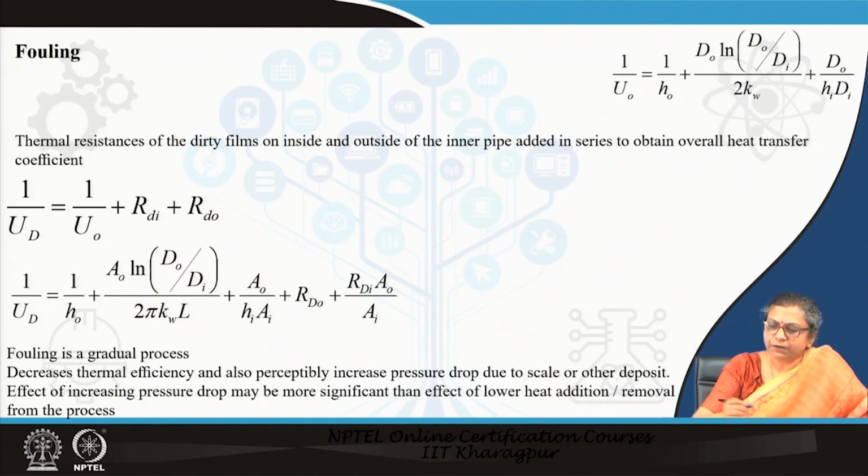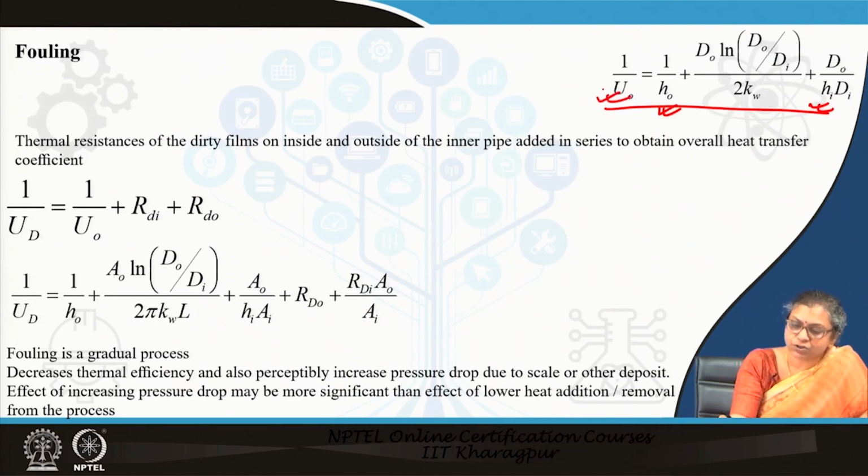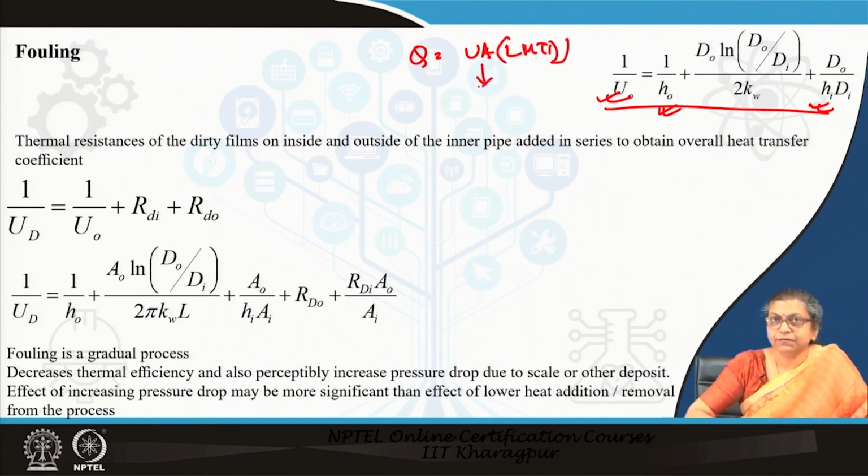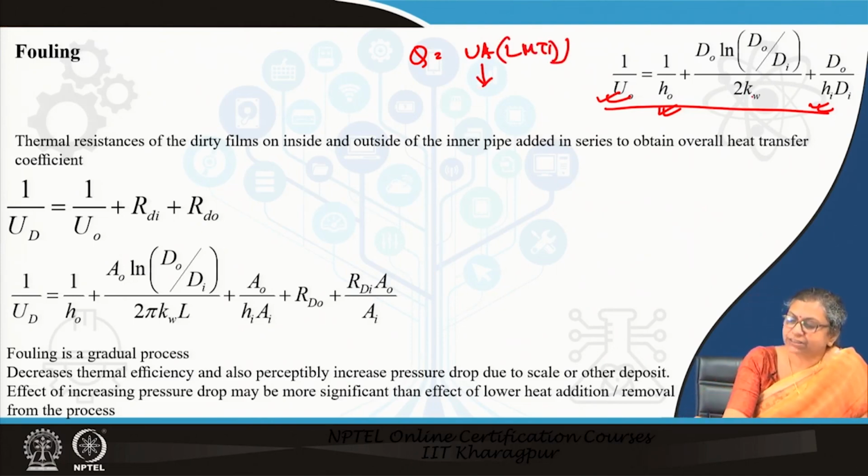Now in this particular expression, you know how to calculate HO, you know how to calculate HI, you know everything, you can calculate UO. Once you have calculated UO, then using these particular equations, you can calculate A. But here there is something that I would like to mention. The entire expression has been derived assuming a clean tube. Initially, when you have started a new exchanger, definitely the tube is clean. But as time proceeds, what happens?